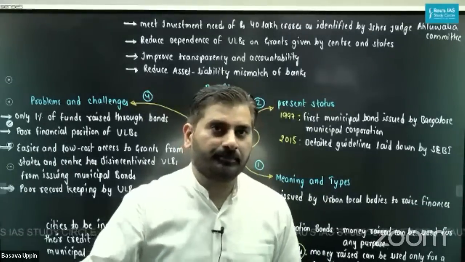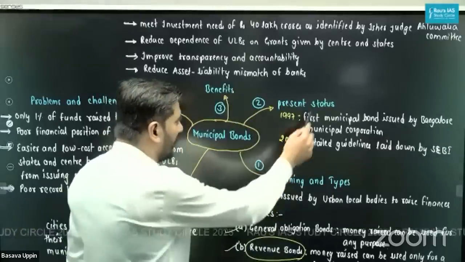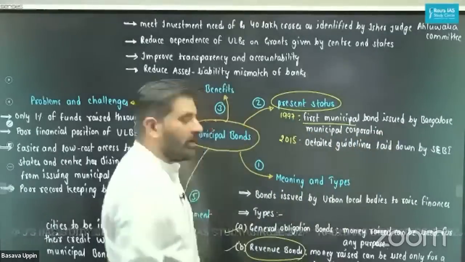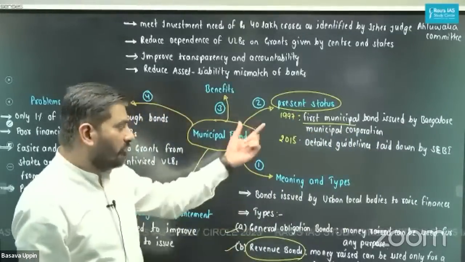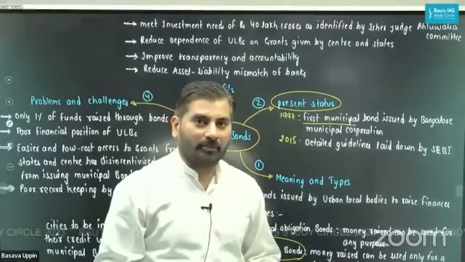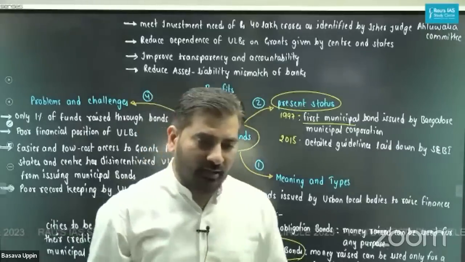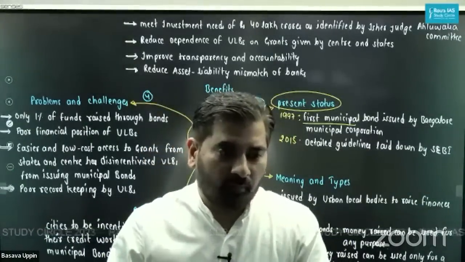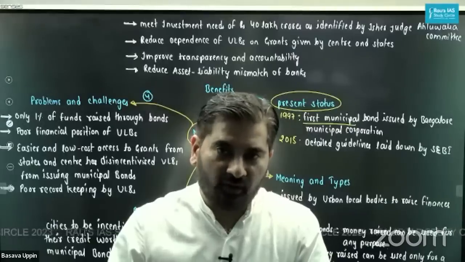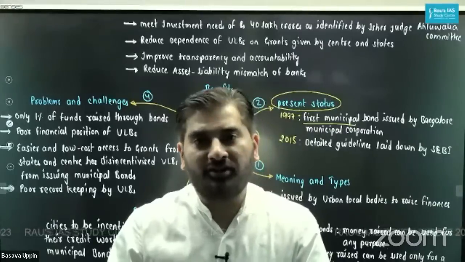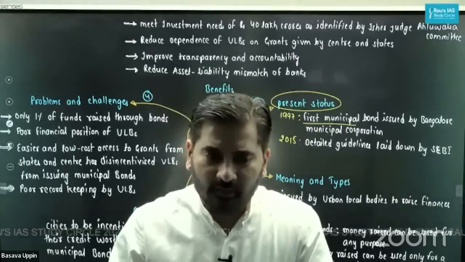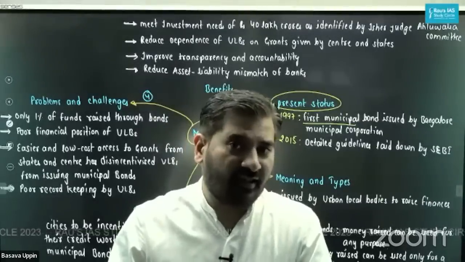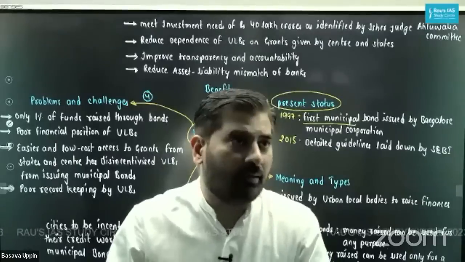Clear with this? Now, if you look at the present status, the first ever municipal bond was issued by Bangalore Municipal Corporation way back in the year 1997. Subsequently, a large number of urban local bodies have issued municipal bonds in India, some of which include Ahmedabad Municipal Corporation, Surat Municipal Corporation, and recently, that is in the year 2020, Lucknow became the first city from UP to issue a municipal bond.